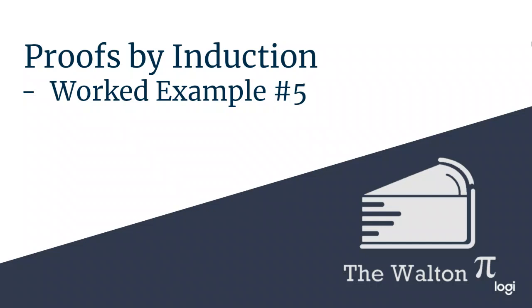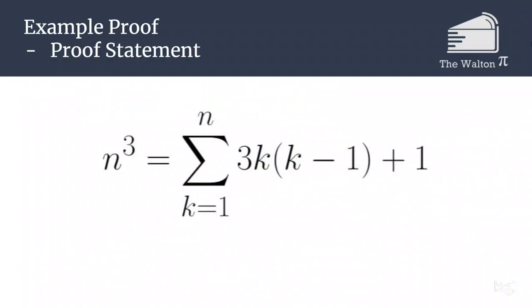Today we are going to go through an inductive proof together. So, today we are going to prove that n cubed is equal to the sum from k equals 1 to n of 3 times k times (k minus 1) plus 1. So, let's go through and talk about the different elements that we're going to have to do in this proof.